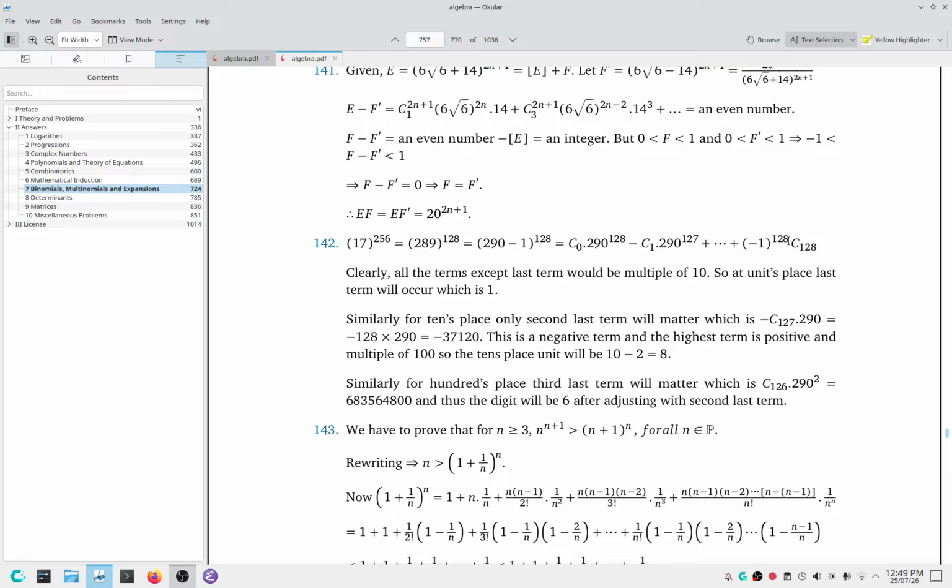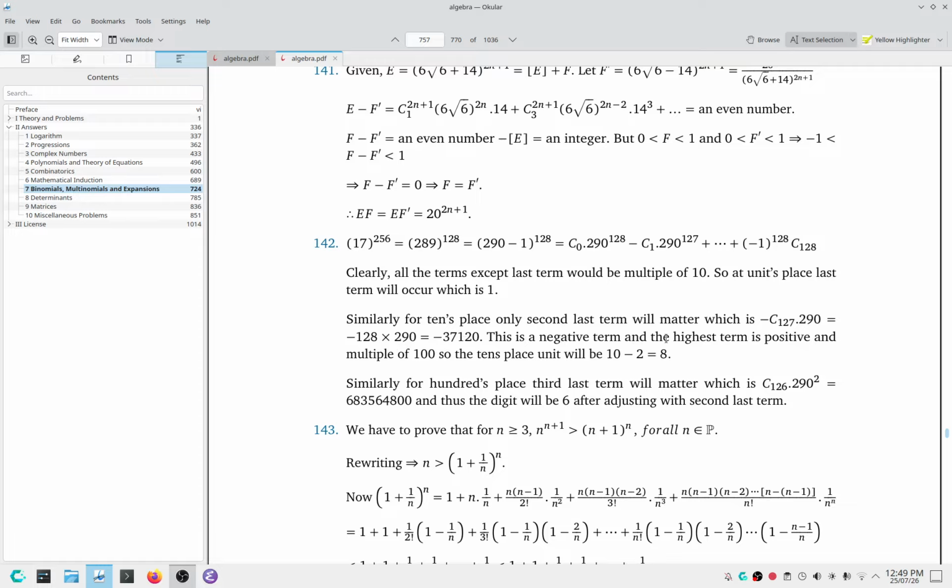Not 128 C 128 minus 1 to the power 128, and here n will be 128. So that is 128 C 128. Clearly, all the terms except the last term would be a multiple of 10. So at units place, the last term will occur, which is 1. Similarly, for tens place, only the second last term will matter, which is 128 C 127 times 290, which is equal to minus 128 times 290, that is 37,120.